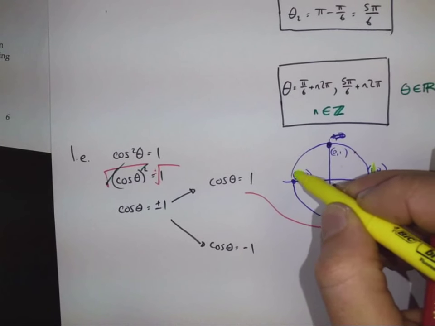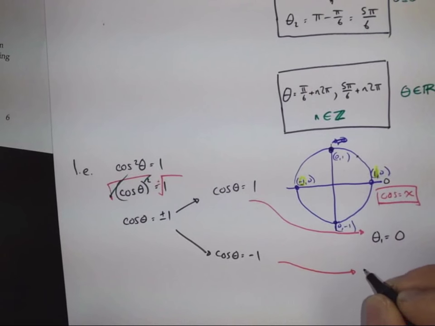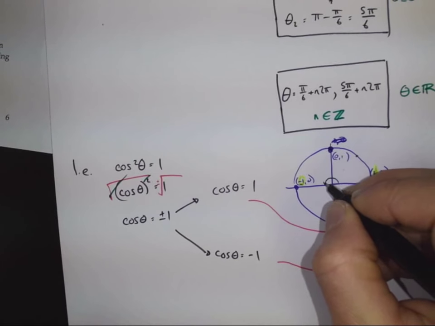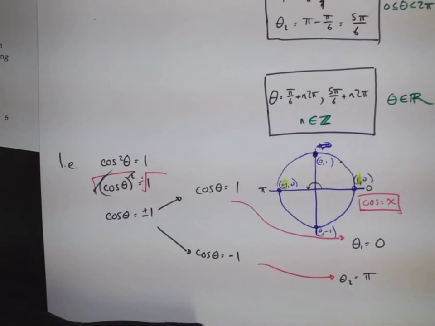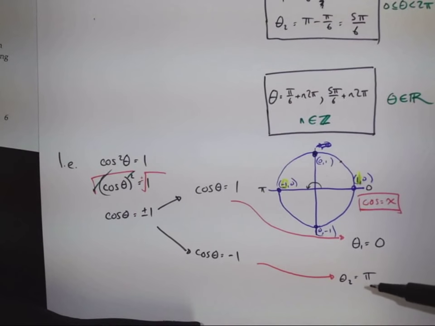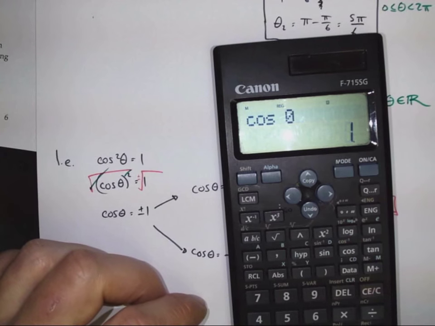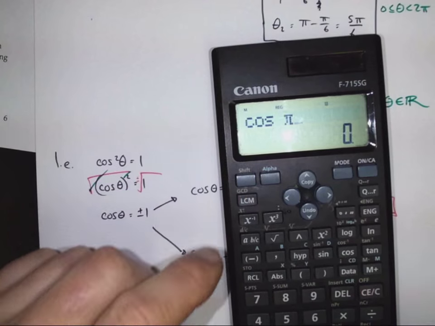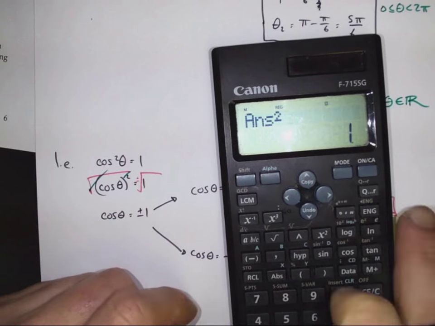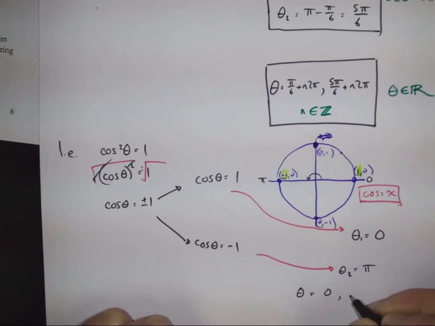If we're looking for an x coordinate of -1, that's here. So that tells us that theta 2, which I'll draw in here, is pi radians. So if you do cosine of theta or cosine of pi and you square it, it gives you 1. Let's just test that. Cosine 0 is 1, square it, you get 1. Cosine of pi is -1, square it, you get 1. Just two solutions. So theta equals 0 or pi.